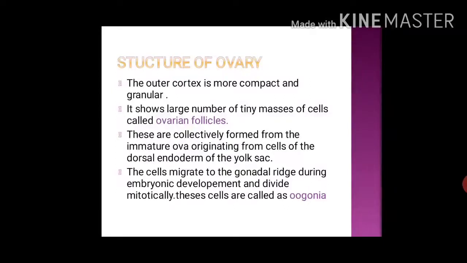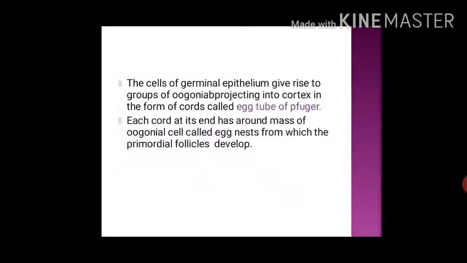Now in this structure of ovary, the outer cortex is more compact and granular. It shows a large number of tiny masses of cells called the ovarian follicles. These are collectively formed from the immature ova originating from cells of the dorsal endoderm of the yolk sac. The cells migrate to the gonadal ridge during embryonic development and divide mitotically. These cells are called the oogonia.